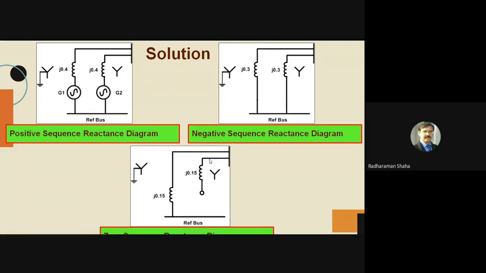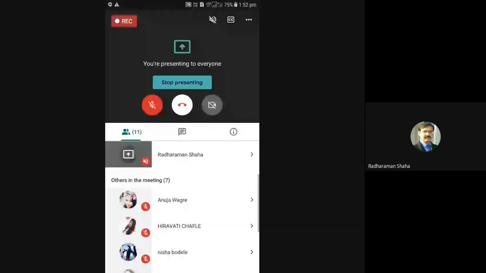Okay, so is it done? Has everyone drawn the diagram? Shall we now solve for Z1, Z2 and Z0? You can solve for Z1 and reply with the value of Z1, because it's very simple. You can see here, in case of Z1, we have J0.4 and J0.4 in parallel with each other.